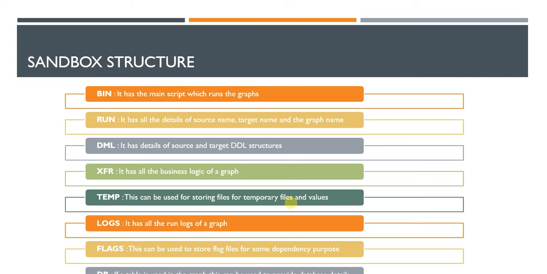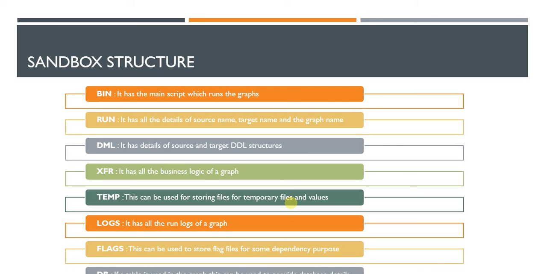And we also have a DML folder where we'll be declaring the DDL structures of source and target. And the XFR folder has the business logic, how the graph is designed. And temp is a folder where you create some temporary files that can be used in your Ab Initio graph to store some temporary values and all.